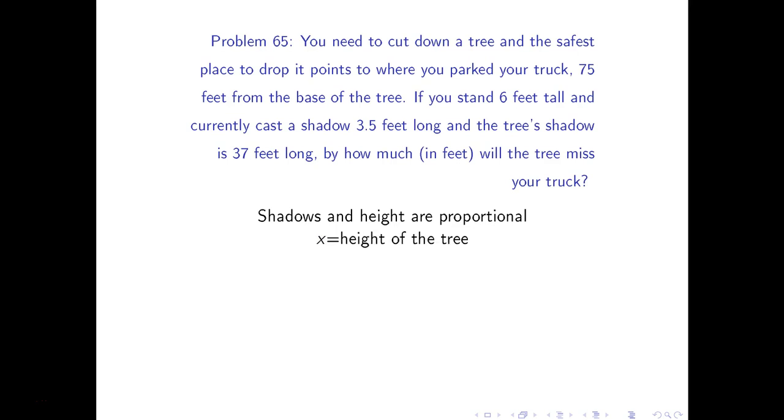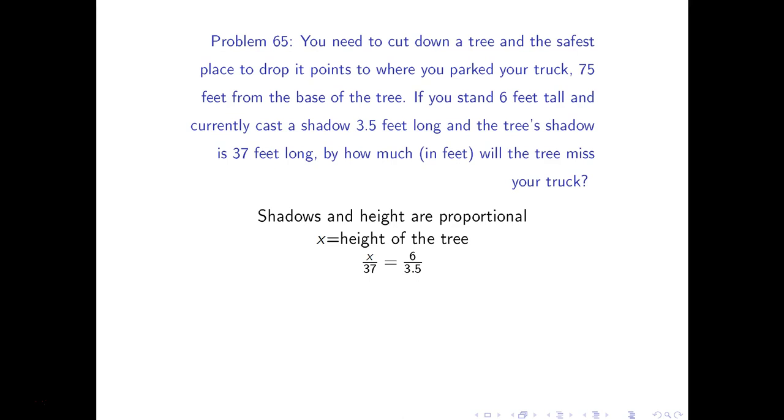Well, let's first let x be the height of the tree. One of the ratios I have is x, the height of the tree, over 37. If x is the height of the tree over 37, what would be the other side of this based on the information we have? Well, it's going to be 6 over 3.5.